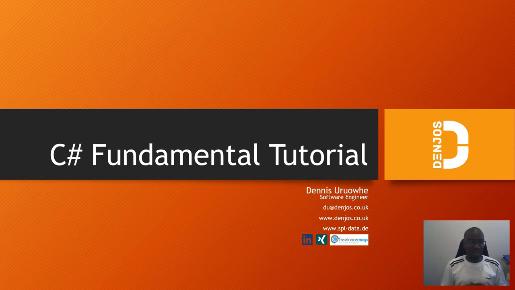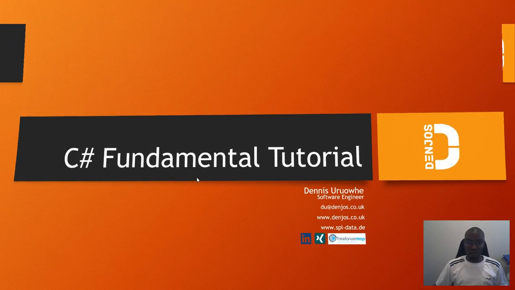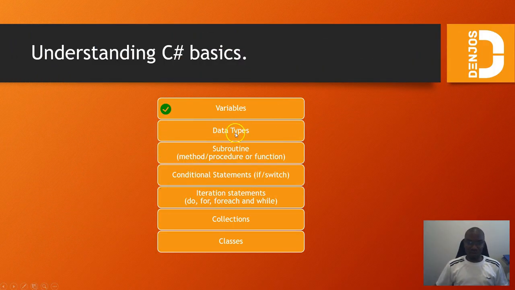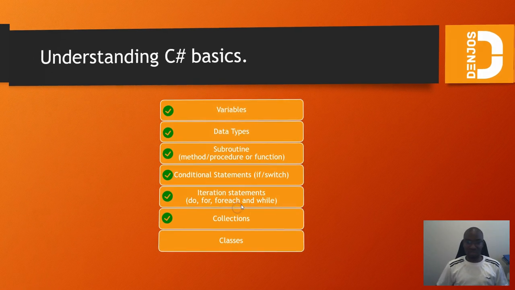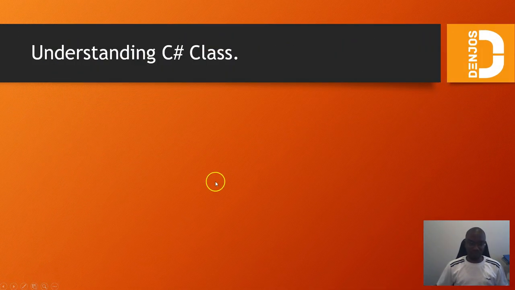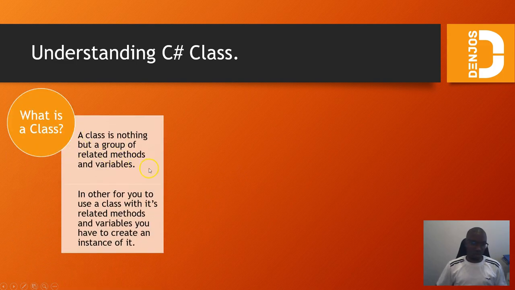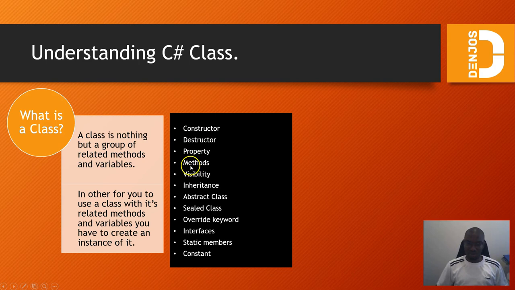Before we proceed, I might just want to tell you what we've covered so far. We've talked about variables, data types, subroutines, conditional statements, iteration, collections, and we're still on classes. We've done a lot on classes. We've talked about what a class is, and we've talked about the constructor down to constants. But now we're about to do the real job. We're about to write a class and create some constructors, destructors, properties, and so on.